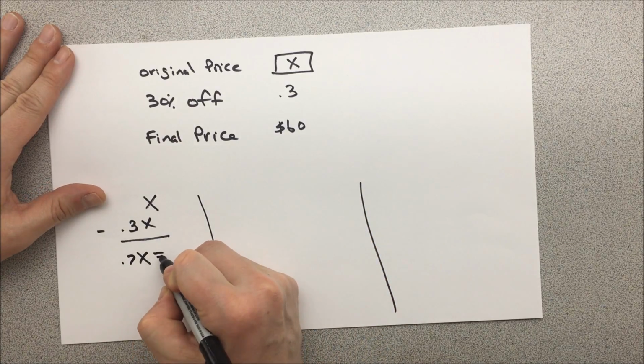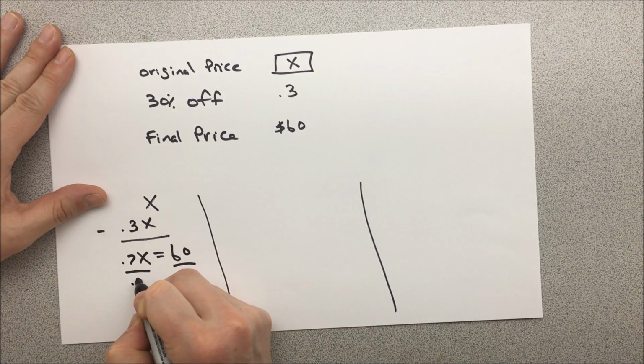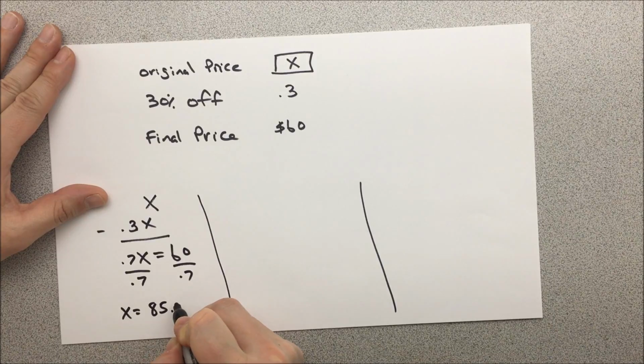From there, you know that the price was 60, and now you can solve for the variable where you divide both sides by 0.7, and you get that x is equal to 85.71.